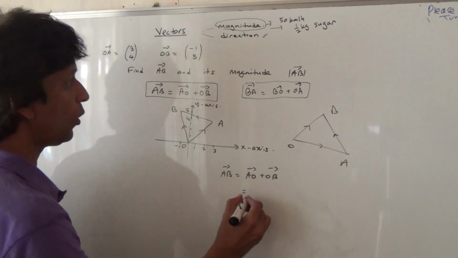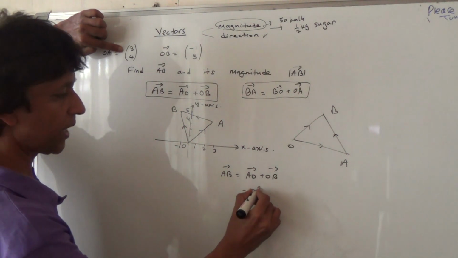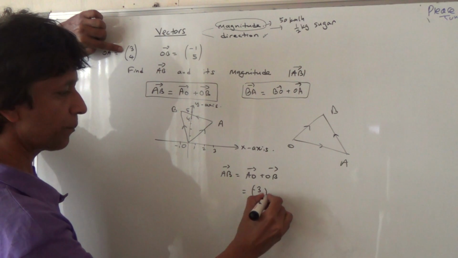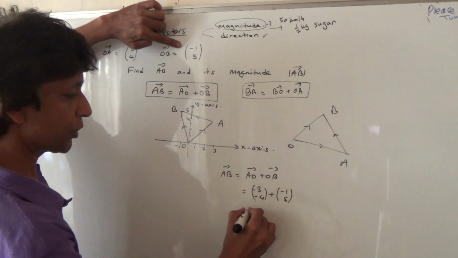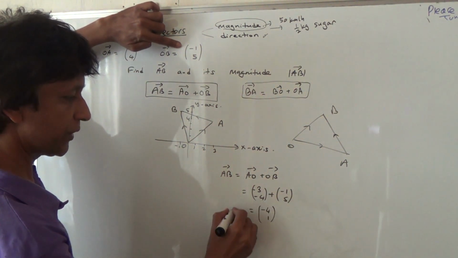And what is AO? Remember you have OA, which is (3, 4). Therefore AO is going to be (-3, -4), plus OB, and OB is (-1, 5). If you add these two up, you're going to get (-4, 1). So this is your vector AB.